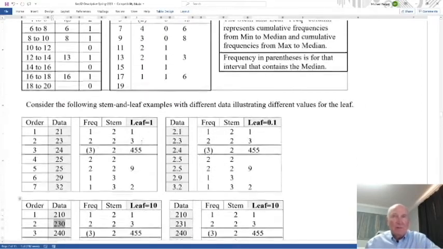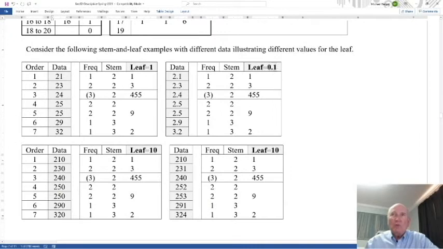Let's go the other way. What about a leaf of 0.1? Well, that is in the tenths digit, 1/10. Okay, and the stem is 2, which is in the units digit. So that number there is 2.1. And then 2.3, 2.4, 2.5, 2.5.